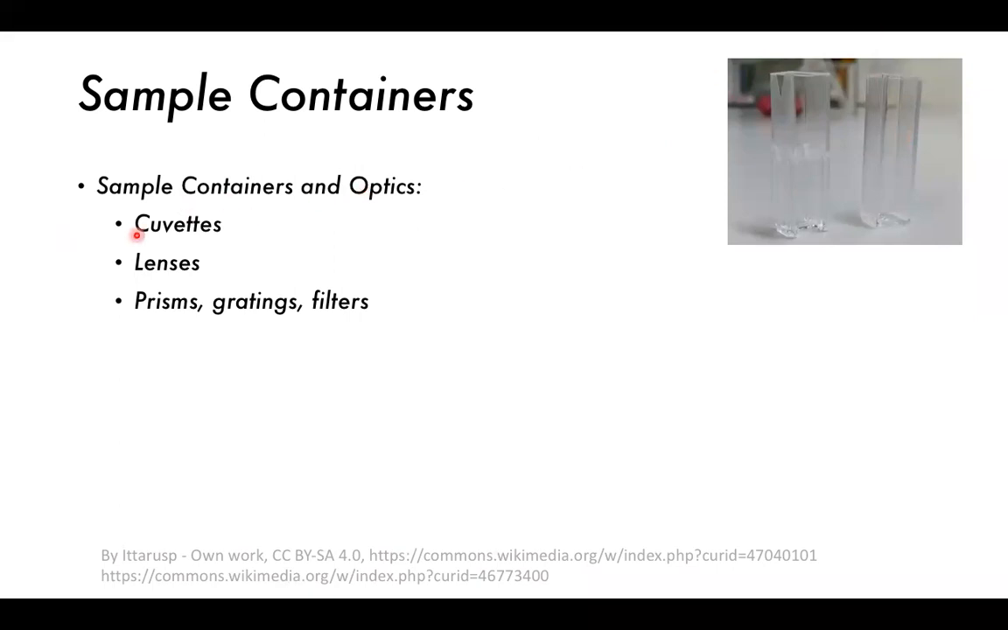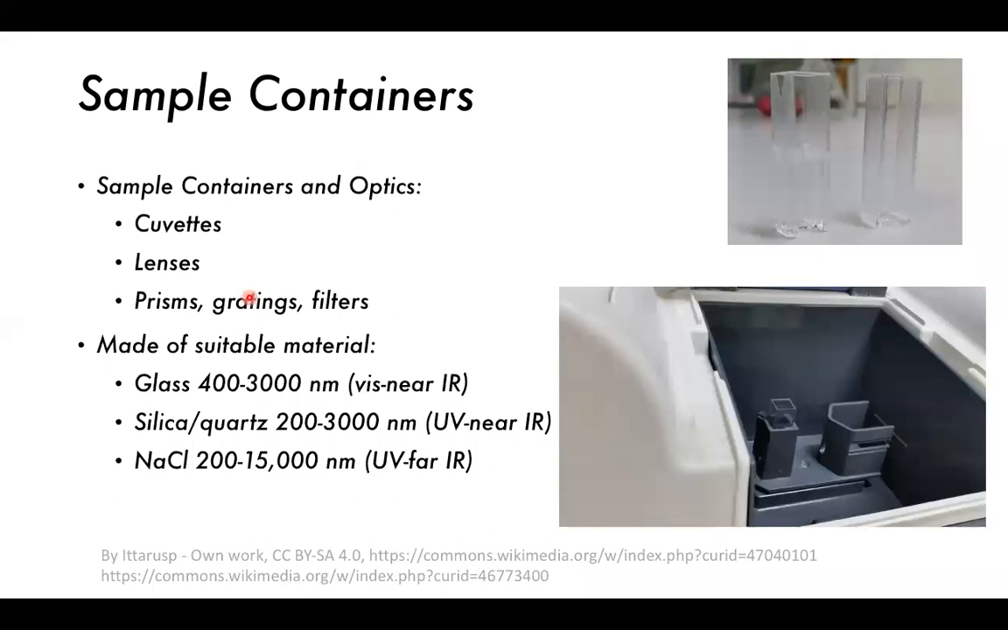So, sample containers and optics: cuvettes, lenses, prisms, gratings, filters. We're mostly using cuvettes here, although you can get glass windows and then sandwich your sample between the glass windows. That's what you use whenever you're using something like sodium chloride as your material. So suitable sample container materials are glass for 400 to 3000 nanometers. So that's the visible and near IR. Silica quartz is usable in the full range of UV, and also most of the IR.